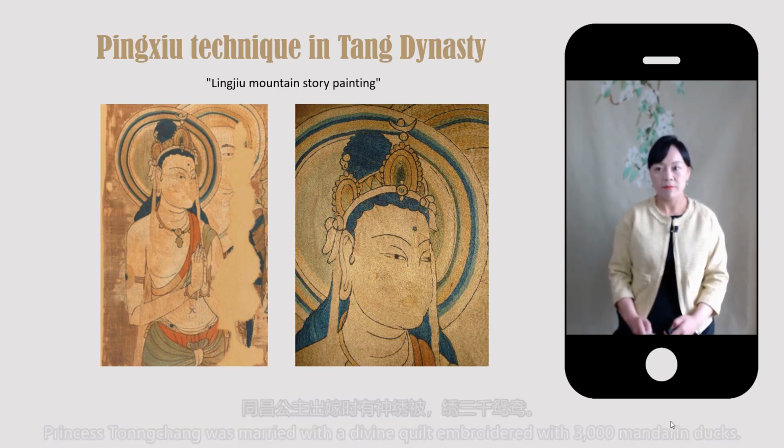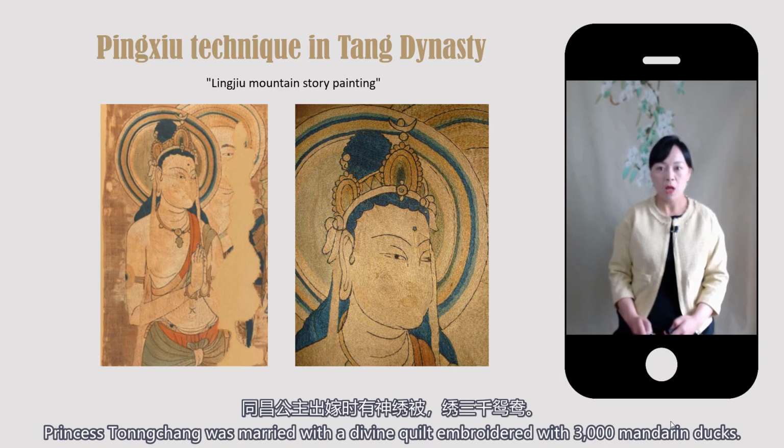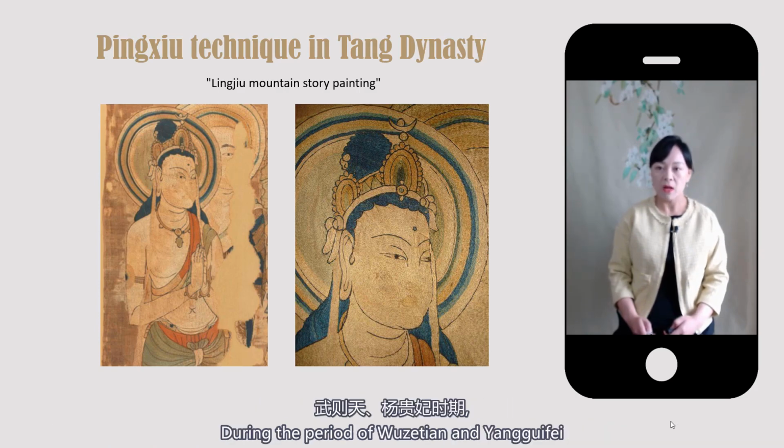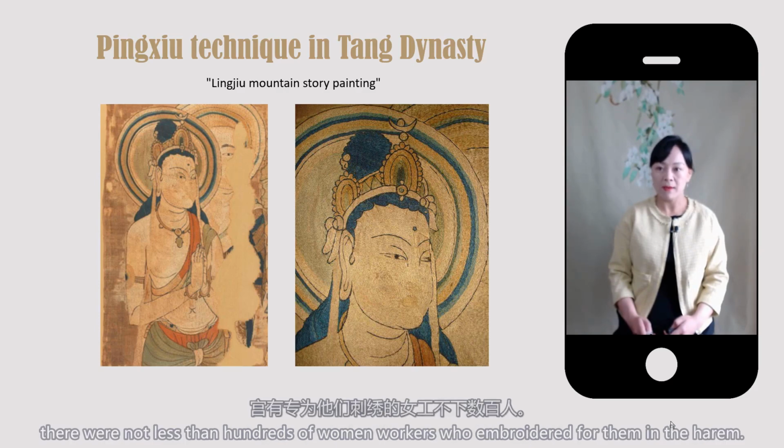In addition, Princess Tongchang was married with a divan quilt embroidered with 3,000 mandarin ducks. During the period of Wu Zetian and Yang Guifei, there were not less than hundreds of women workers who embroidered for them in the harem.